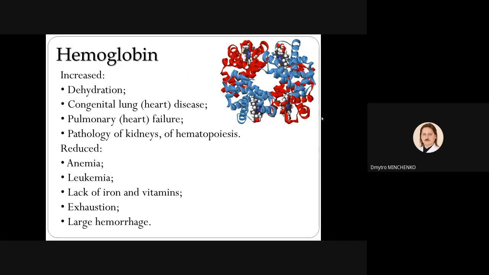Hemoglobin increases in dehydration, congenital lung or heart disease associated with severe hypoxia, chronic hypoxia, pulmonary or heart failure, pathology of kidneys or hematopoiesis. Reduced hemoglobin appears in anemias, leukemias, deficiency of iron and certain vitamins, example would be like B12, exhaustion, and large hemorrhages.